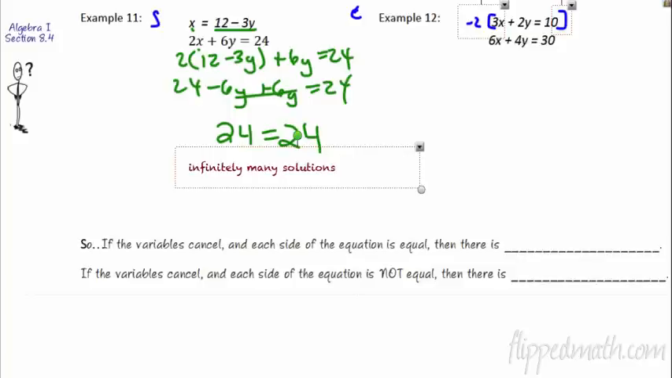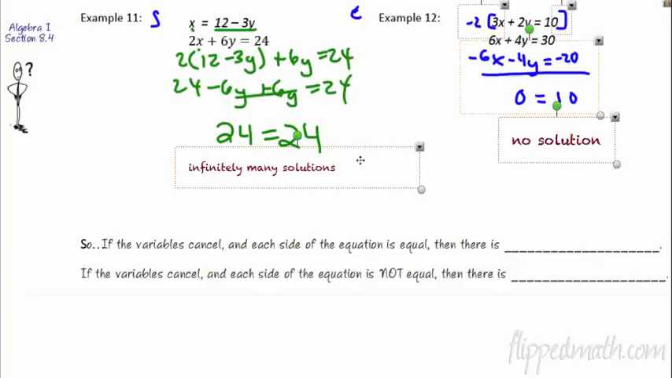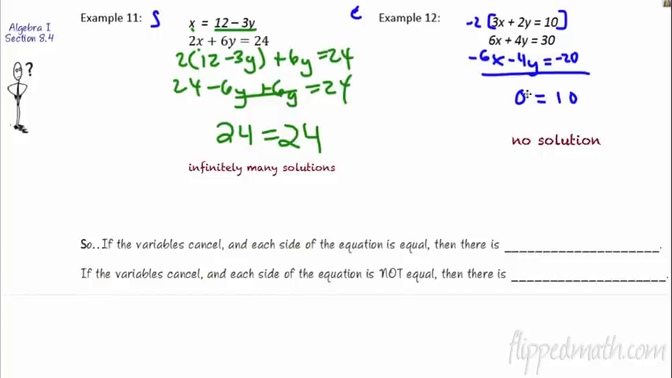Let's look at the next one. Multiply the top equation by negative 2 so we can get 6's in the x. That makes positive 6, negative 6. They cancel out. You get 0 equals 10. That's no solution. Let me talk through this.